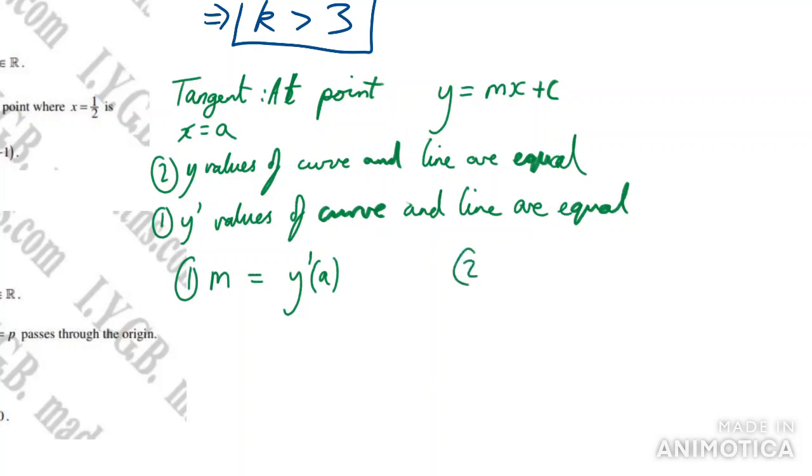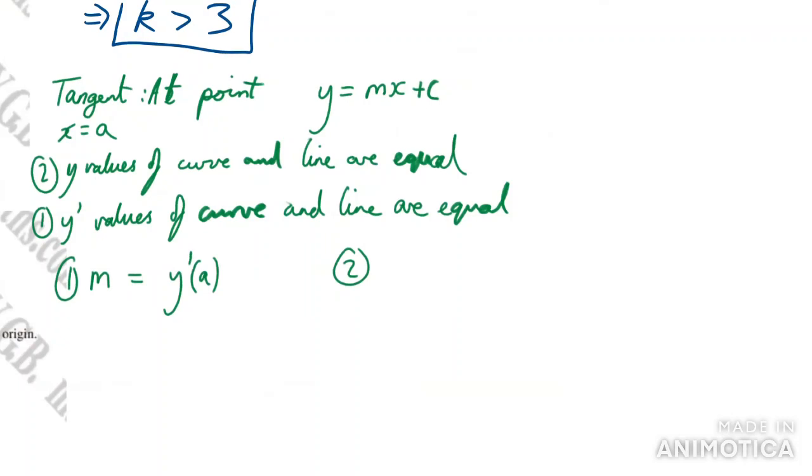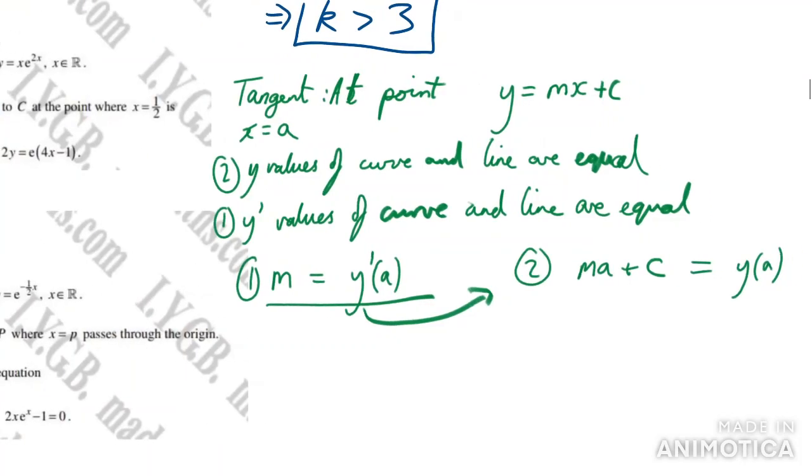And then 2, well, you can then usually sub in for m. I recommend you do this first and sub it in to 2, because it's usually a simpler equation. But the other one also tells us that ma plus c, the y value of our line, is going to be y at the value a. And then that's all the information you get. And so that's it for tangent questions.